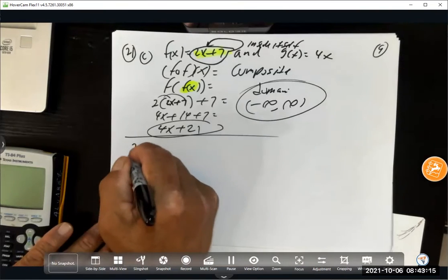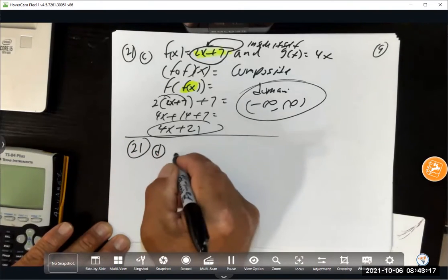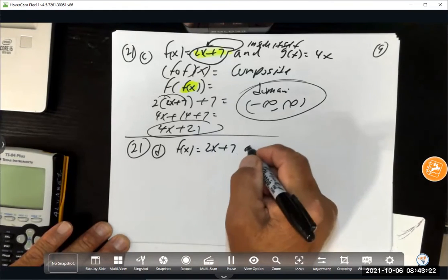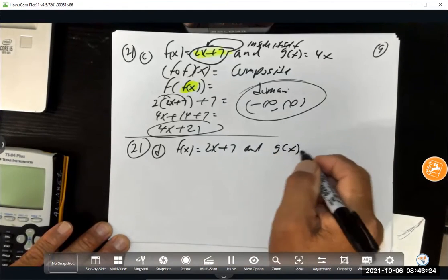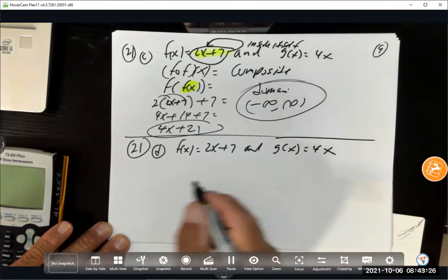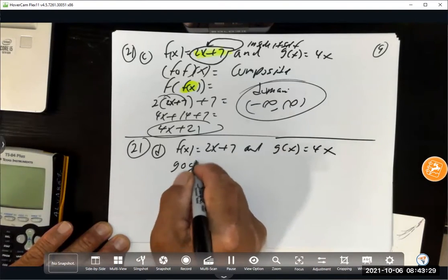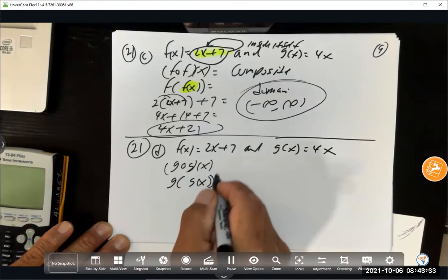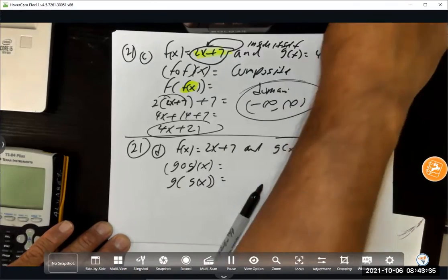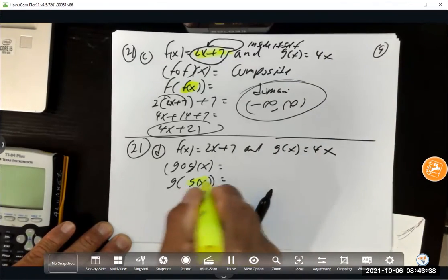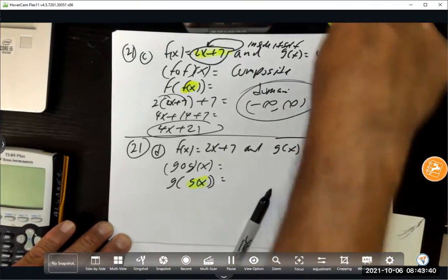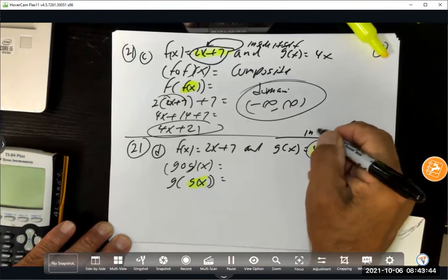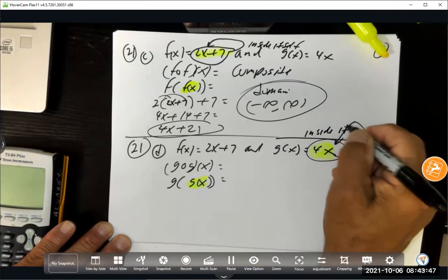All right, one more. 21, letter D. It's gonna be 2x plus 7, and g of x is 4x. It's gonna be g circle g of x. So this time the g goes inside the g. This one is gonna go inside itself. This one inside itself.